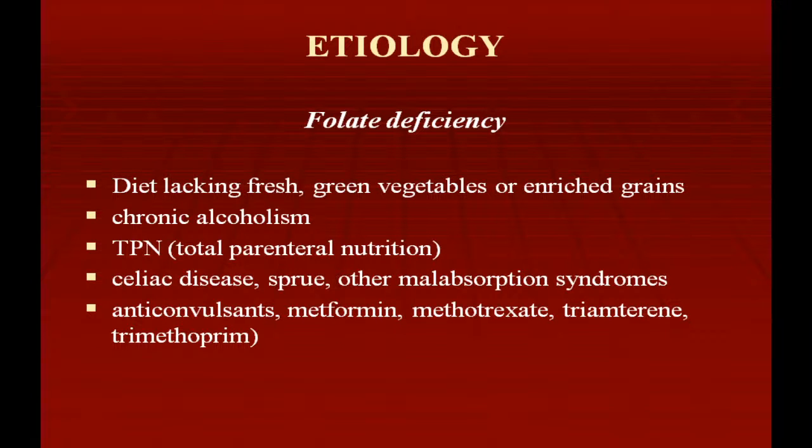Also, megaloblastic anemia can be due to folate deficiency. So we may see folate deficiency in a diet lacking fresh green vegetables or enriched grains, in chronic alcoholism, in total parenteral nutrition for severe patients. Sometimes also in celiac disease, sprue, or different malabsorption syndromes, and some drugs may also disturb absorption of folate, such as, again, metformin, some anticonvulsants, methotrexate. So monitor the level of folate in patients with these diseases and those who need to take these drugs for a long period of time.